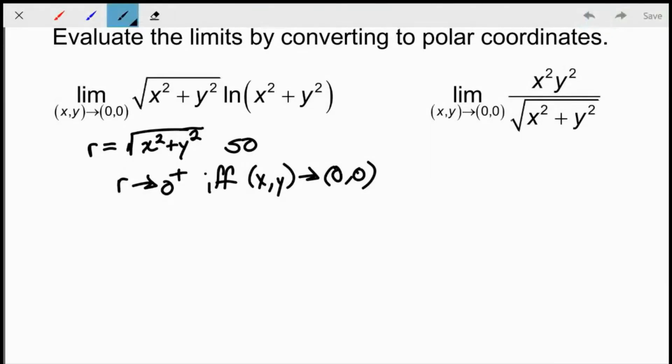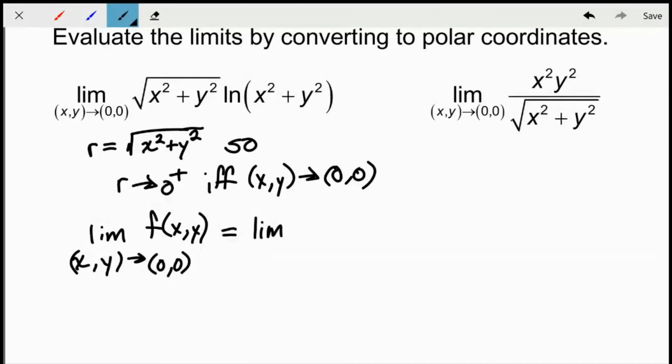So what that means is my limit as (x, y) approaches (0, 0) of this function, and I'll just call it f of (x, y) for now, is the same as the limit as r approaches 0 from the right. The square root of x squared plus y squared becomes r, and then we have the natural log of x squared plus y squared. Well, that's the natural log of r squared.